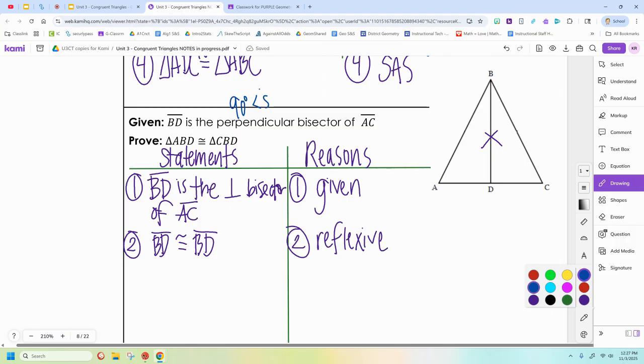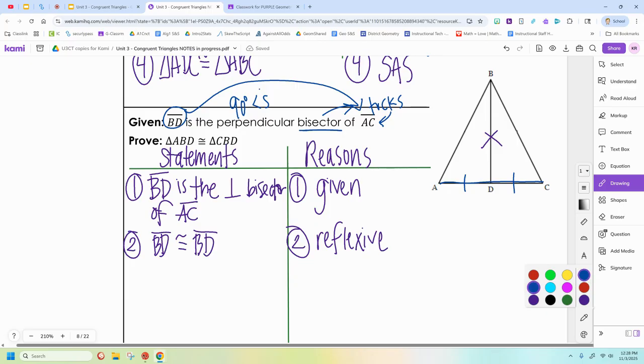Bisector means that BD is cutting this into 2 equal pieces, ticks on AC. That's the bisector piece, right? So it's kind of like all of that goes together. Do I normally draw all these arrows on my proof? I don't. But who's the one getting bisected? AC. AC is getting bisected. Here are my tick marks for it.